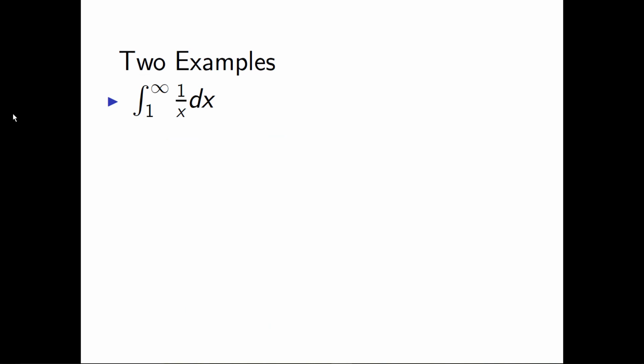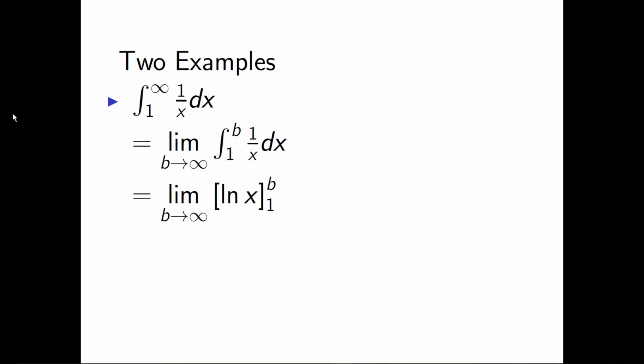Okay, and we'll take another example. Looks very similar. Previously we had 1 over x squared, now we just have 1 over x. But we're going to do exactly the same thing, replace the infinity with a b and take the limit. We integrate, and this time our integral, remember the integral of 1 over x is just natural log of x between 1 and b. Plug the b and the 1 in again, but now this is different.